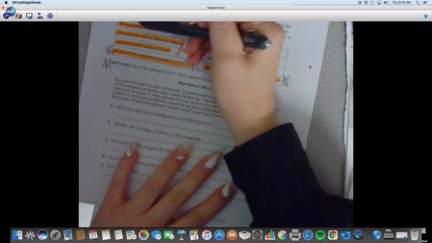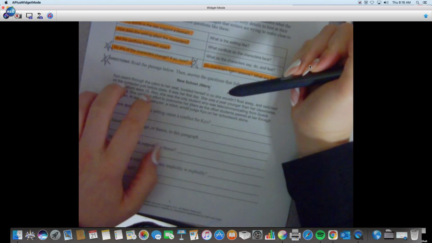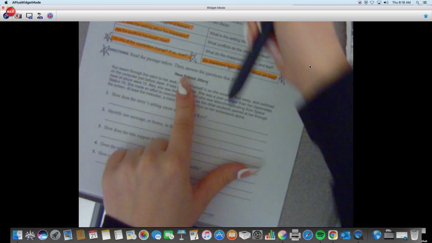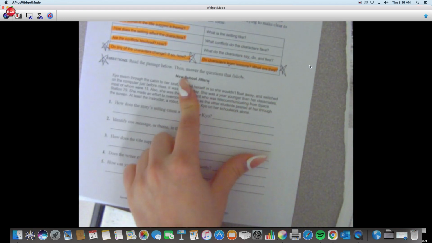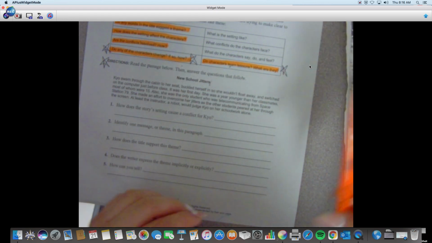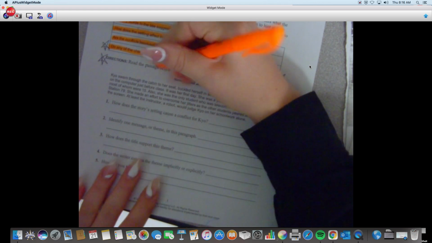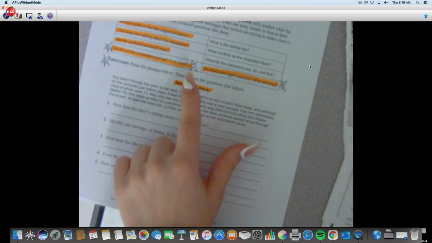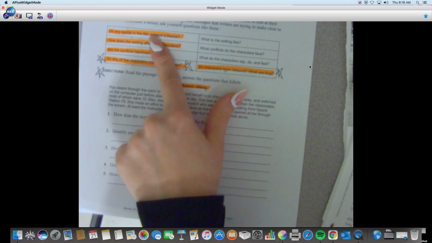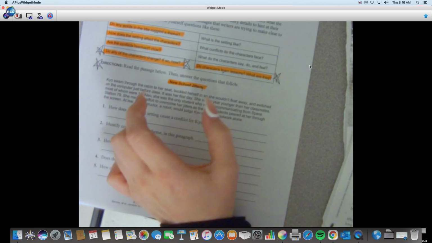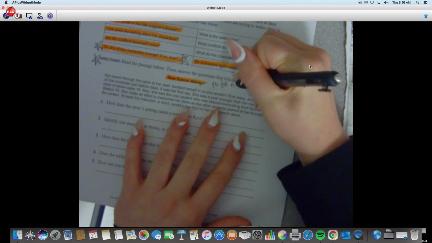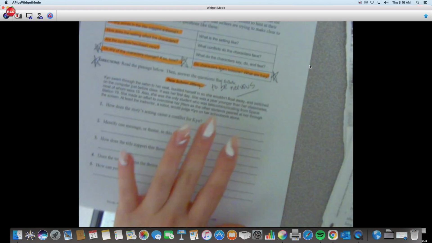So we're going to ask ourselves these questions as we're looking at this little story. So it says, read the passage below, then answer the questions that follow. Okay, so as we're reading, we're going to underline or highlight any important information that we see in the story. So first of all, the story is called New School Jitters. Okay, so already I can ask myself one of these questions, which is this: do any words in the title suggest a theme? Okay, well, the title is New School Jitters. I know jitters means to be nervous. Like when you get jittery, usually you're nervous about something.